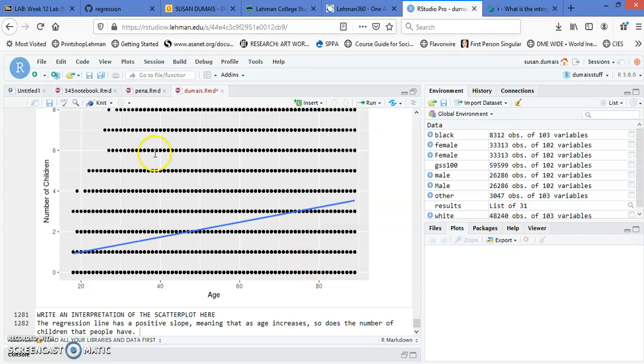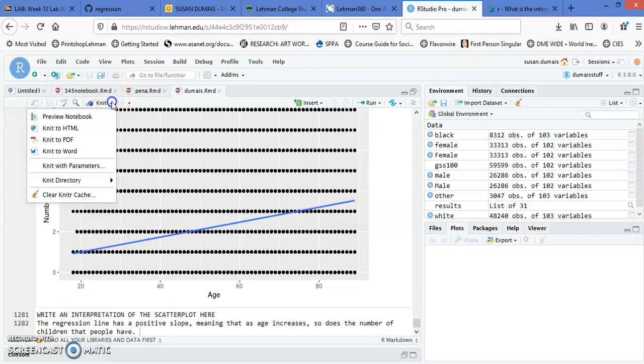And we'll go ahead and save this. And then we'll do our knitting to Word and uploading it over to our lab assignment upload. And then we're in good shape.